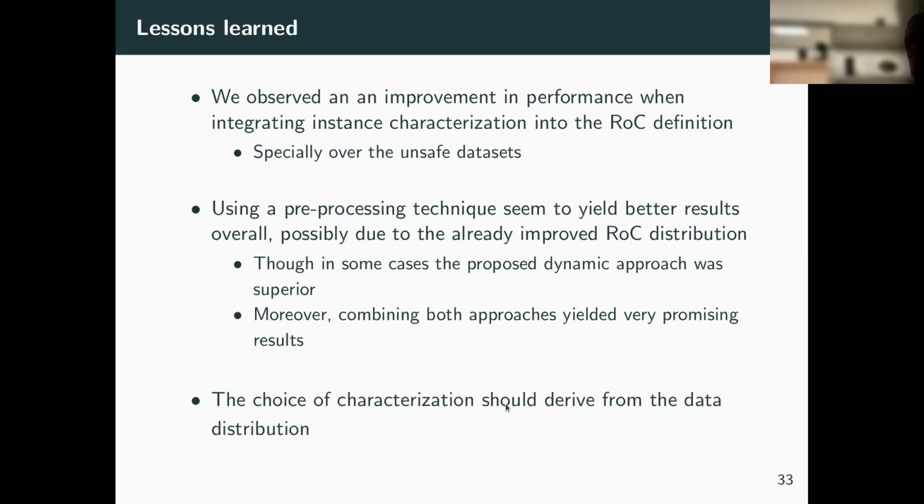And we also observed that the choice of characterization should derive from the data distribution, with the original measures characterizing better the safe data sets and the unsafe data sets being better characterized using the adapted measures.